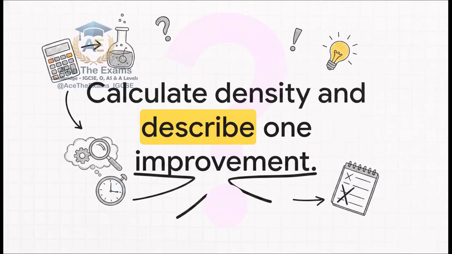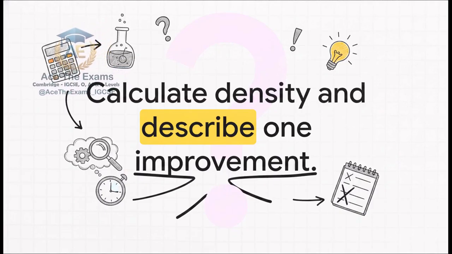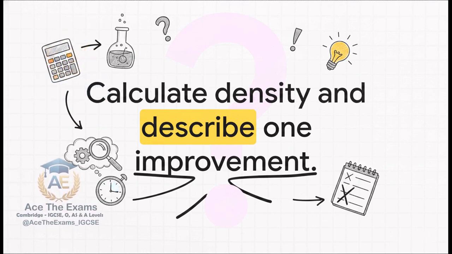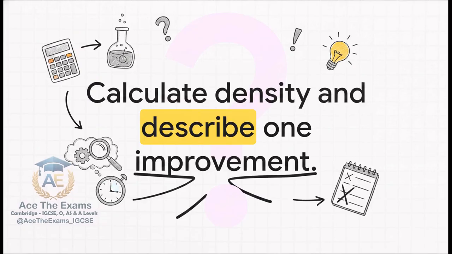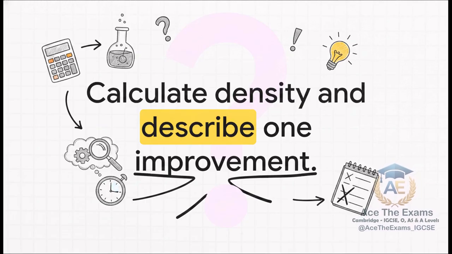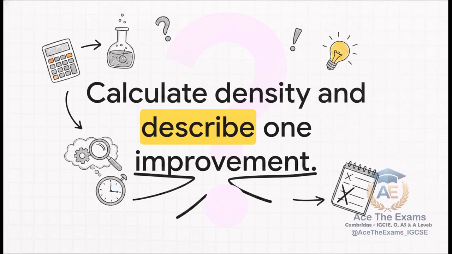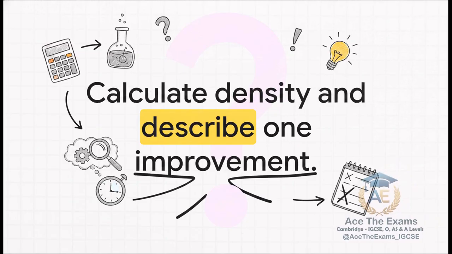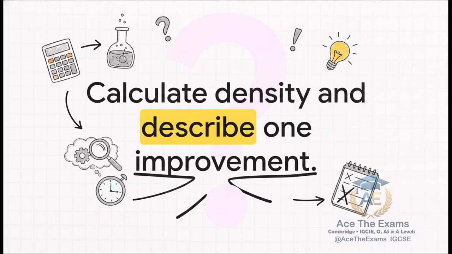Take a look at this standard-looking 4-mark question. Calculate the density of the object and describe one practical improvement. This right here, it's a classic double-barreled trap. Most students see the word calculate, grab their calculator, find the density, write it down, and completely ignore the second half of the sentence. They entirely miss the second command word, describe. And missing that second command literally guarantees you're throwing away grade boundaries. You do all the hard math and still lose half the marks just because you didn't read the full attack pattern.